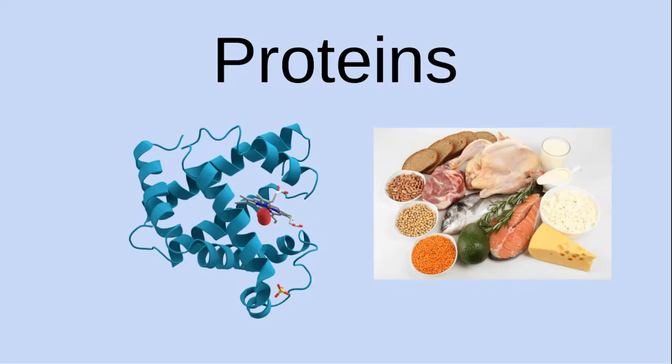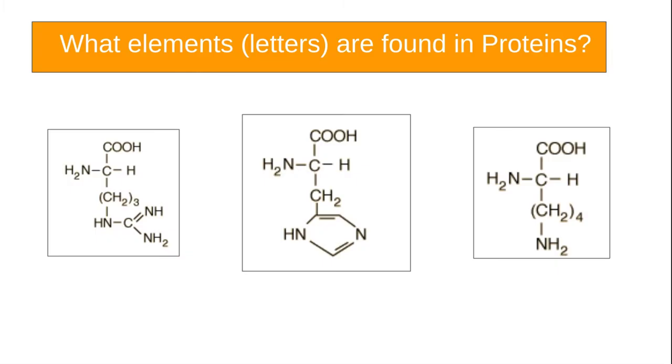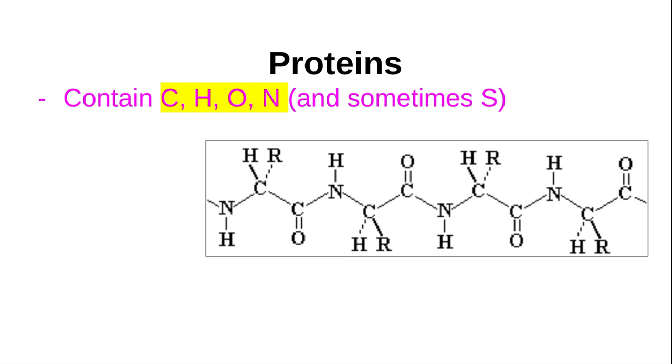So today we'll talk about protein. First thing, here are some pictures. What elements or letters do we see in proteins? These are all proteins. Yeah, CHNO. So letters that they have, C, H, O, and N, and then sometimes they have a letter S. Not all the time, but as long as you see an N, it's going to be a protein.